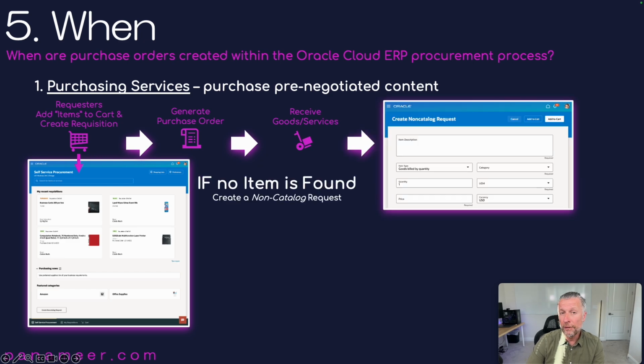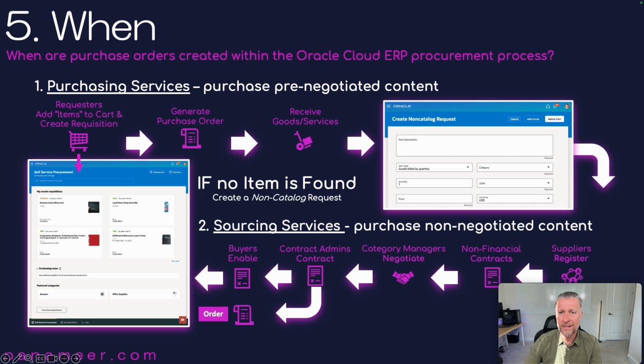If they can't find that pre-negotiated content, well, then they're going to use a non-catalog request form to invoke the service of procurement, right? Pre-negotiated content is consumed self-serve. Non-negotiated content is consumed with the help or with full services. So now you use that request to perhaps get a supplier. If it's government, you might qualify.